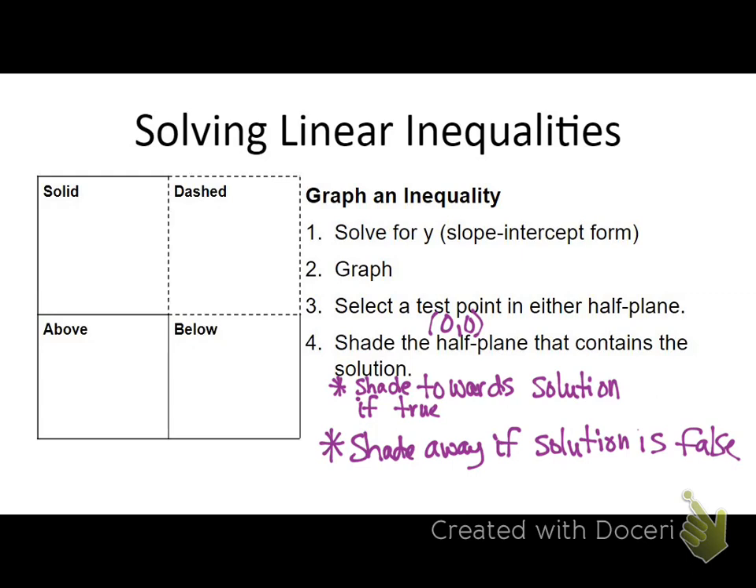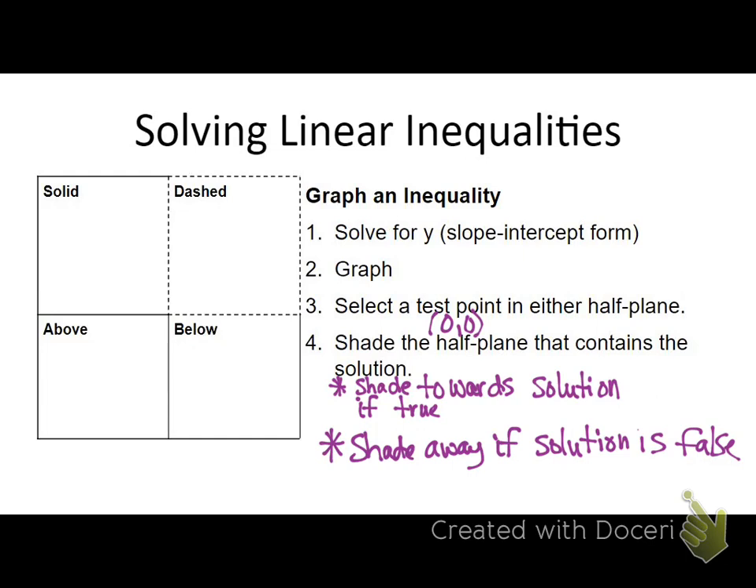Appreciate it. Okay, so just a couple of things that help me remember how to complete these. So your test point, you're going to use 0, 0, the ordered pair 0, 0. And then you're going to know how to shade. Shade towards the solution, so you're going to run towards the solution and shade that part. Shade away, or run away, if the solution is false.